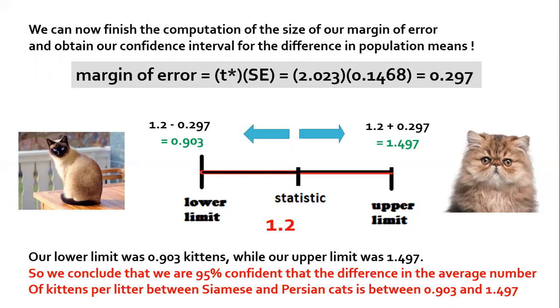So what do we conclude in the end? In the end, we conclude that we're 95% confident that the difference in the average number of kittens per litter between Siamese and Persian kittens is somewhere between 0.903 and 1.497. Just about the difference, somewhere between about 9/10 of a kitten and 1.5 kittens difference between these two breeds of cats.